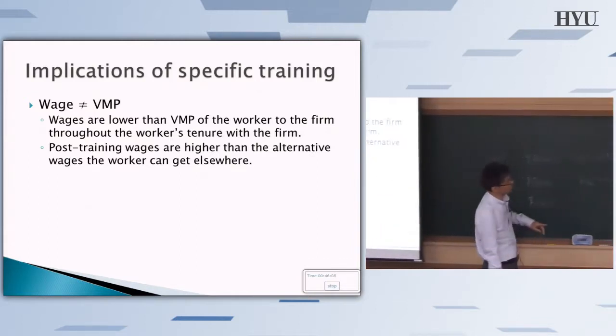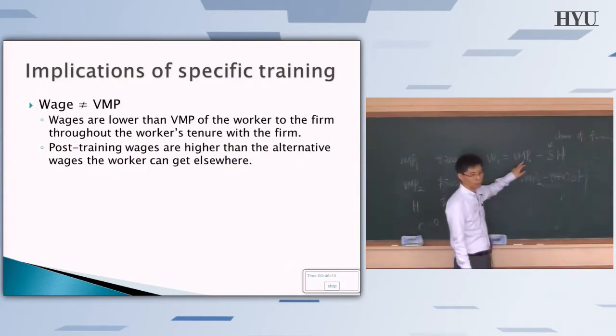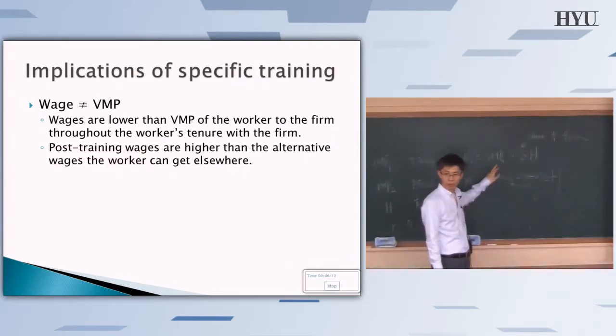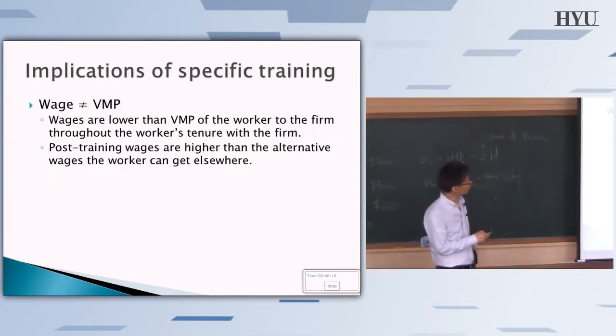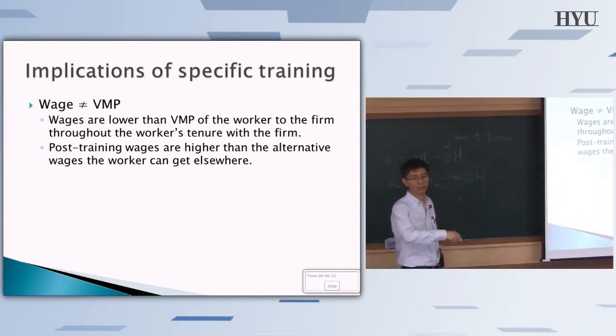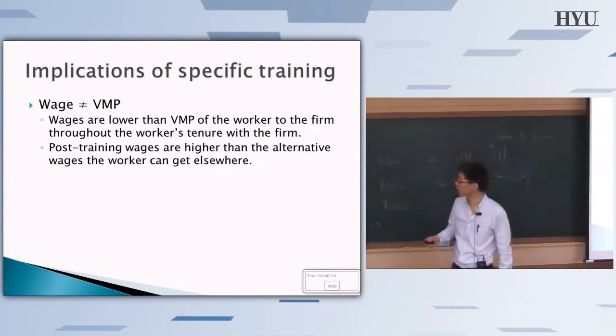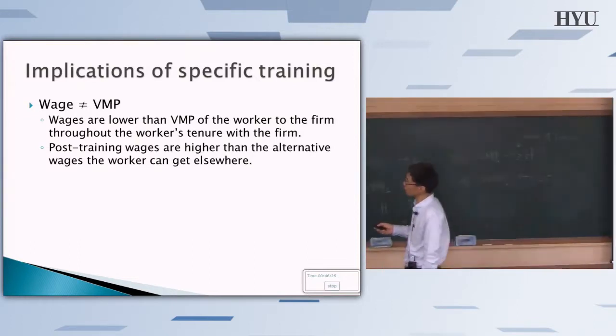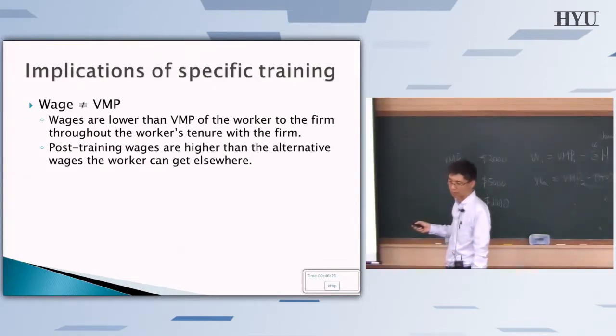So as you can see, the wages are actually lower than BMP1 and BMP2. So wage doesn't have to be equal to the BMP. What matters is the total lifetime wage should be equal to lifetime BMP, not in each period. It doesn't have to be equal.